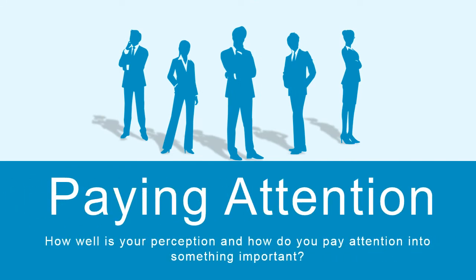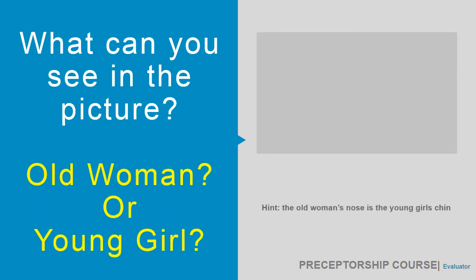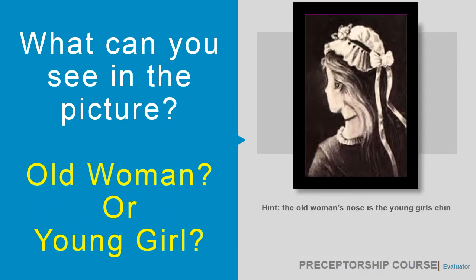Paying attention to details is very important to not miss something when evaluating staff. How well is your perception? And how do you pay attention to something important? Let's see how you perceive things. What can you see in the picture? Old woman? Or young girl? Look closely. The old woman's nose is the young girl's chin. Were you able to see the clear picture?